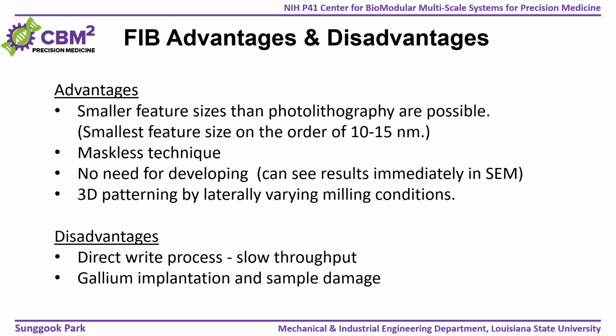The disadvantage is that this is a direct writing process, like electron beam lithography and micromilling, so it's a very slow process. Another downside is that the substrate or your sample can be damaged by gallium implantation. And also there will be some redeposition of materials. So after FIB, some part of your material can be modified.